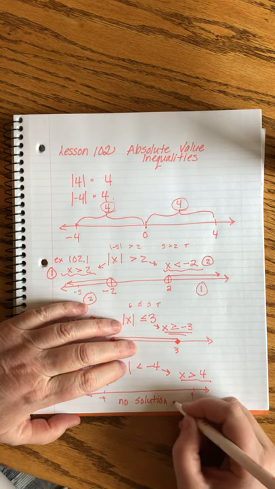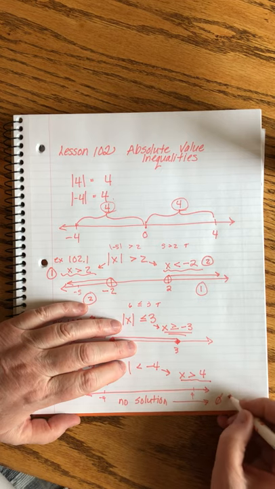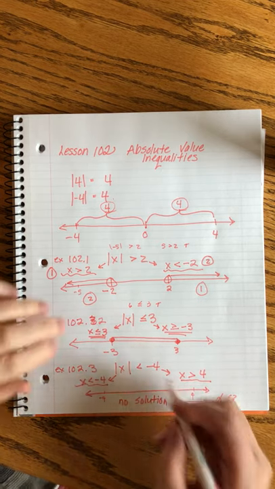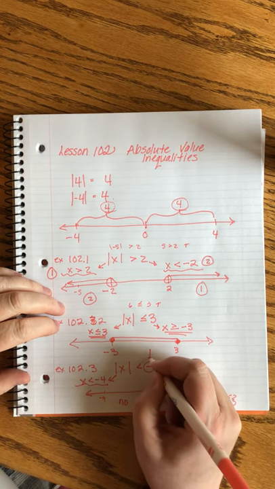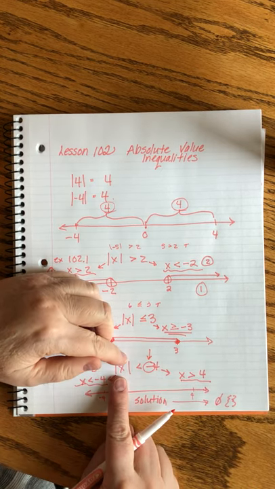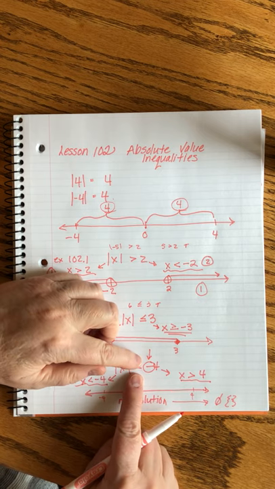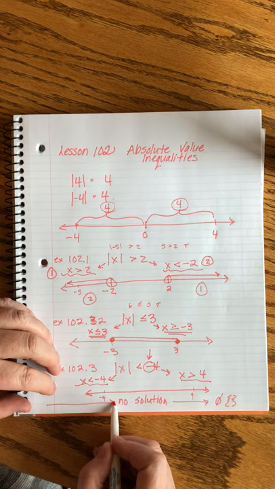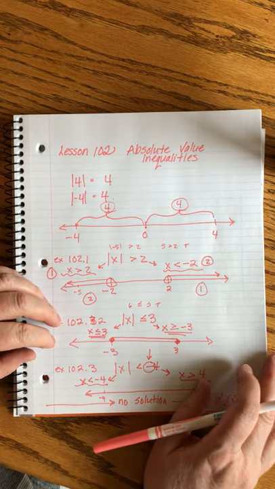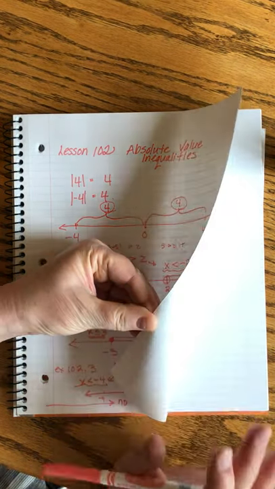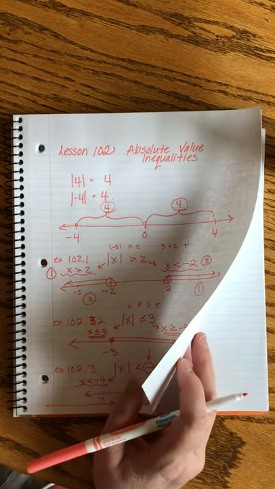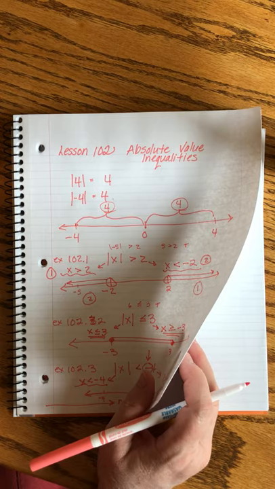So there's no solution, or the other way you can write this is null set, empty set. The problem here was this minus sign. Whenever we have an absolute value being less than a negative number, world implodes, and we're always going to have a no solution scenario. That was 3. Now we're doing 4.